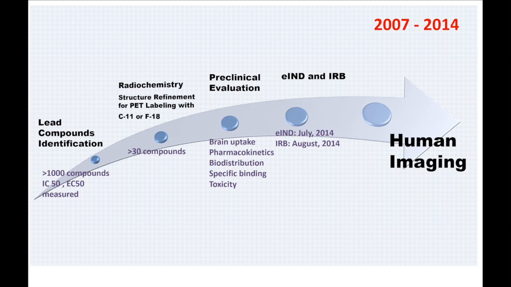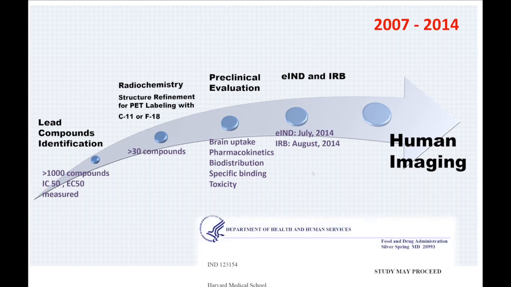First of all, we modify structures so they can be labeled with C-11 or F-18. Actually, we labeled hundreds of compounds here. After radiolabeling, we test in animals because we focus on brain imaging. First we measure the brain uptake and PK or biodistribution data. Specific binding is also very important for PET imaging probes. We also need to measure the toxicity of the probes if we want to use them in humans. So in 2014, we had the IND approved by the FDA, and the next month the IRB approved our protocol for our human imaging research.